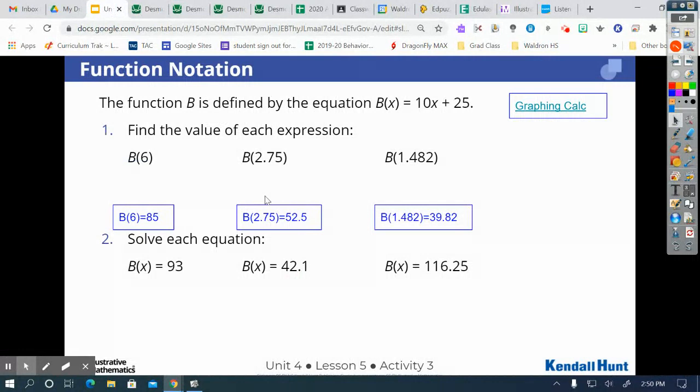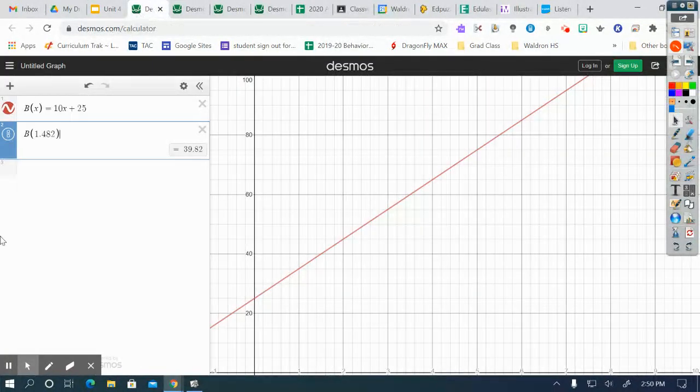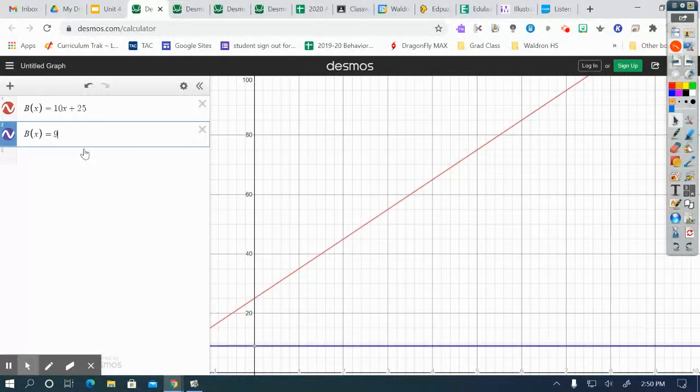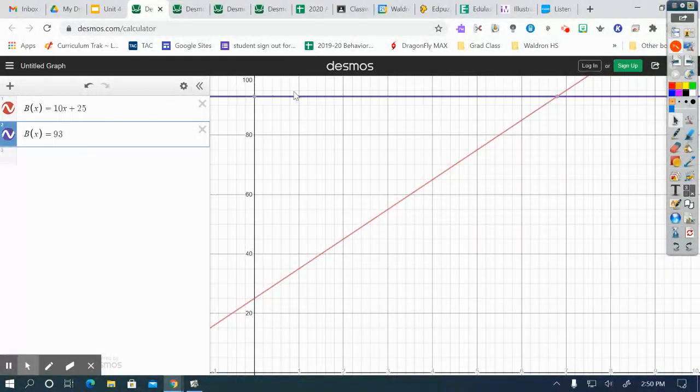Okay, so if we know the cost that we're going to spend, we can figure out how many gigabytes of data we can use that month without going over that budget. So if we were paying $93, I can just write a new equation as b of x equals 93, and it graphs the line on the graph for me. I can look at the point of intersection to see how many gigabytes of data I would use, and you can see that it's 6.8.